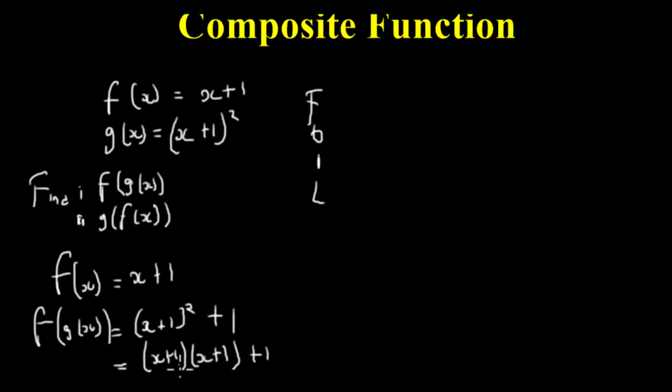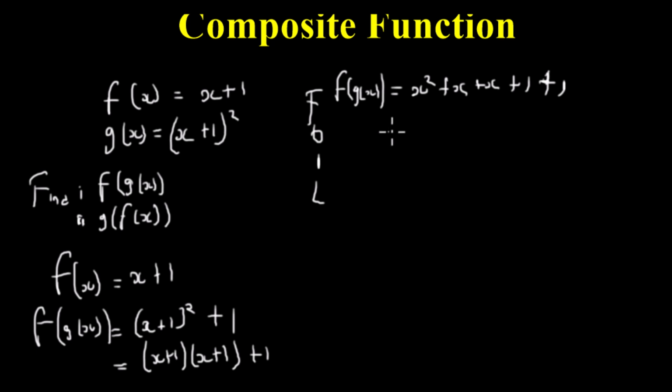So in such a way that x multiplied by x, we have x squared. x multiplied by 1, we have a single x. 1 multiplied by x, again a single x, and then 1 times 1, we have plus 1. So this is equal to f g of x. Now simplify to the lowest form.